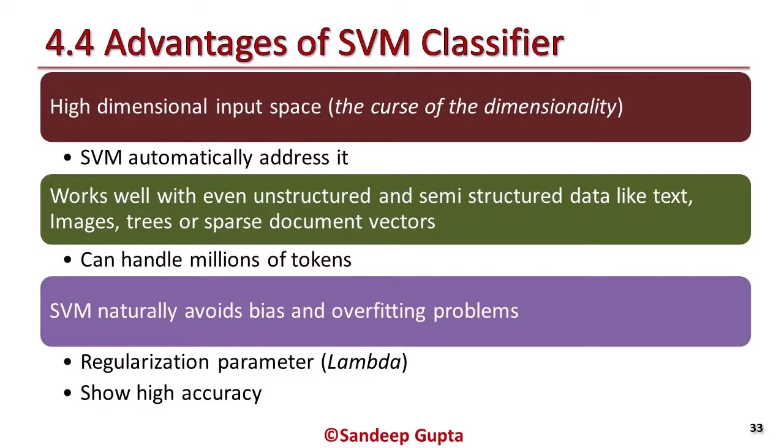Some of the advantages of SVM are: SVM automatically addresses the high-dimensional input space or the curse of dimensionality. They can be used to avoid the difficulties of using linear functions in the high-dimensional feature space. And the optimization problem can be transformed into multidimensional space using an appropriate kernel. It works well with even unstructured and semi-structured data like text, images, trees or sparse document vectors. It can handle millions of tokens. SVM naturally avoids bias and overfitting problems by using a regularization parameter and shows high accuracy.